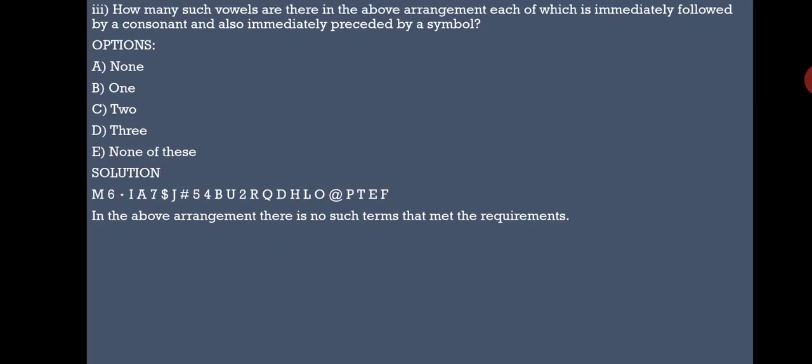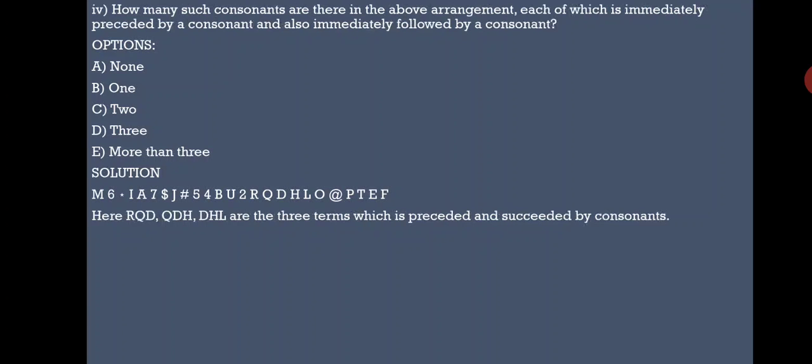Okay, the options are given. Let's write the question term. So let's check the possibilities from the question. If no possibilities occur, then the option will be none. In the above arrangement, there are no such possibilities, so the option will be none.